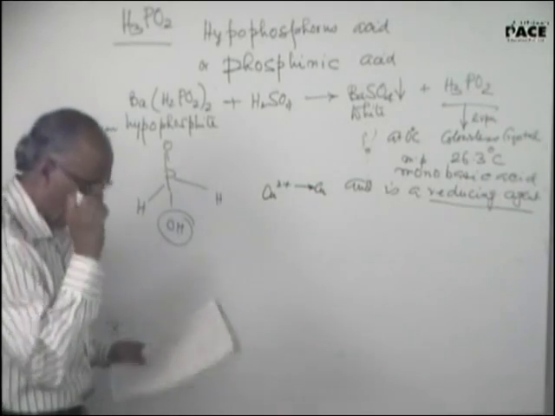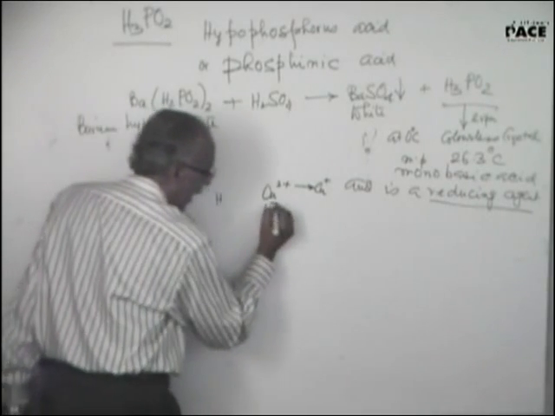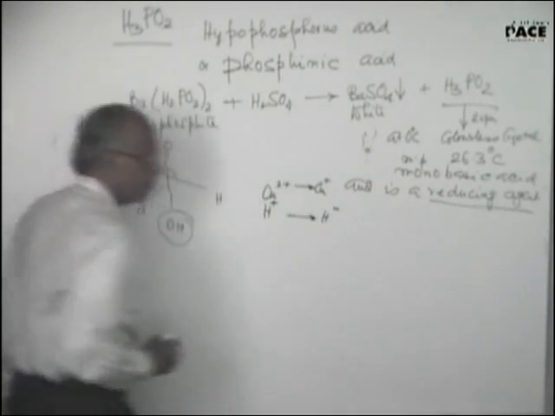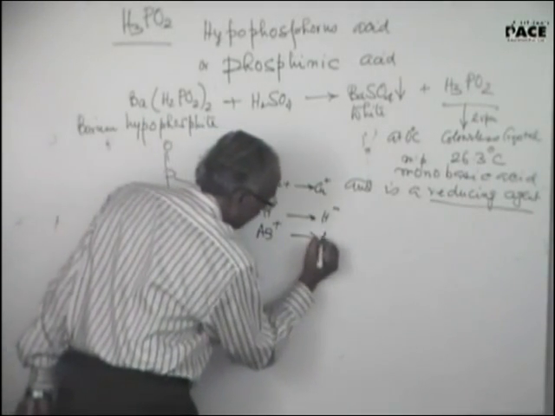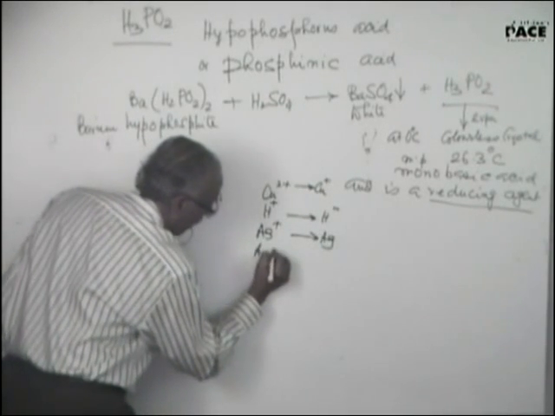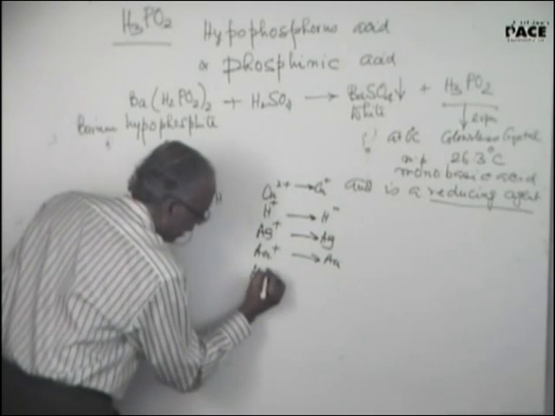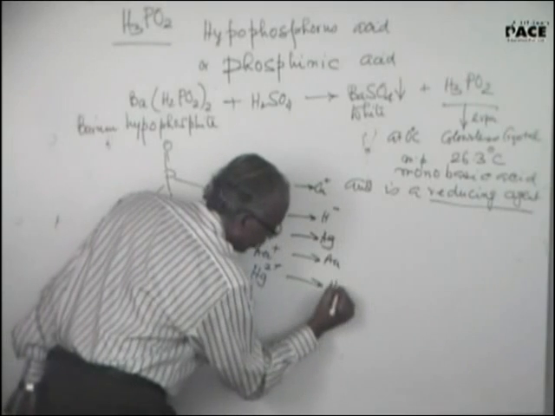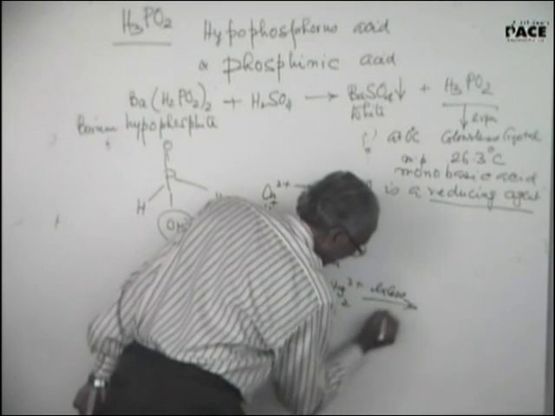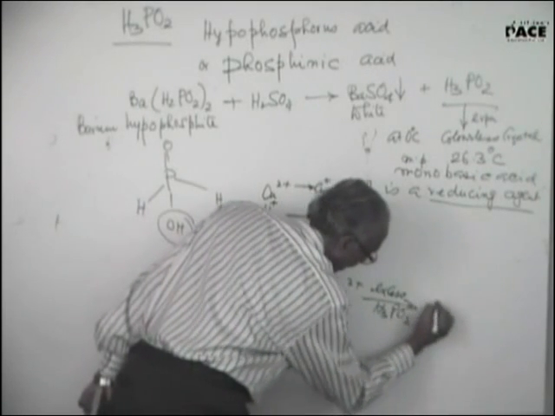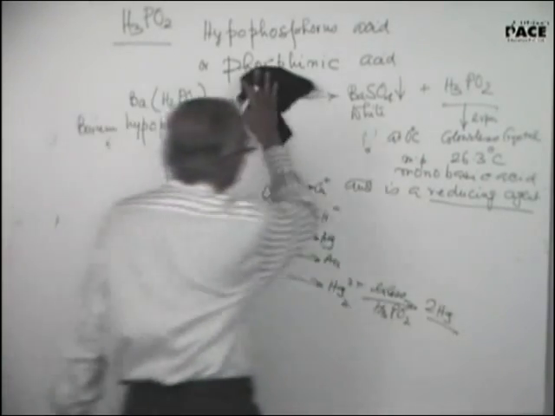It reduces copper 2 to copper plus. It reduces H plus to H minus. Remember that. It reduces silver plus to metallic silver. It reduces gold plus to metallic gold. It reduces mercury ion to mercurous ion, and with excess of H3PO2, it goes to mercury. Okay?